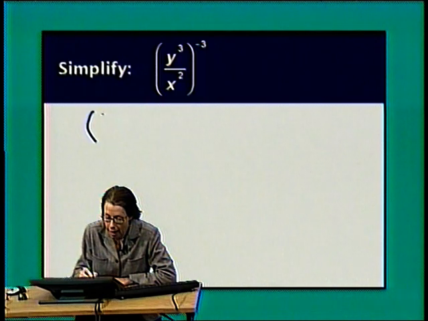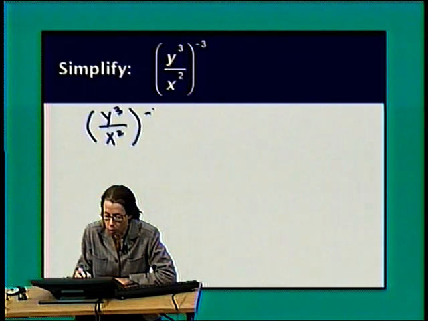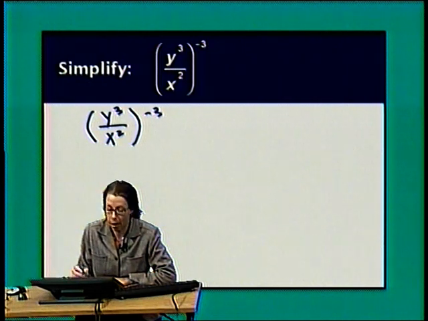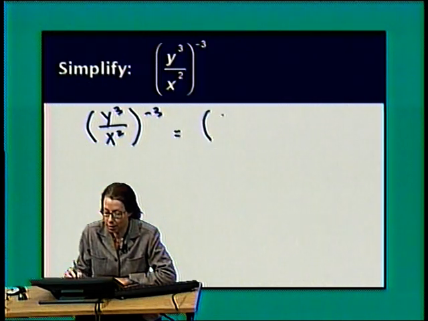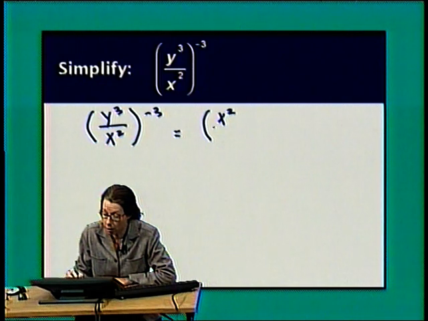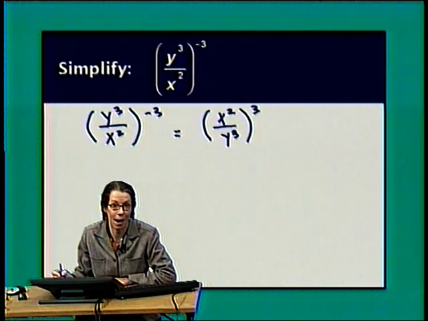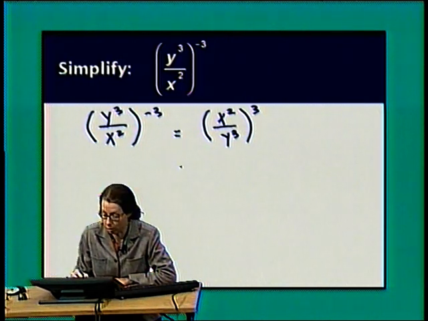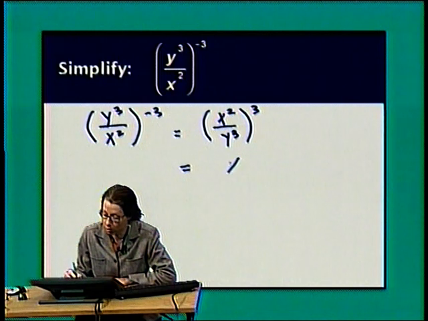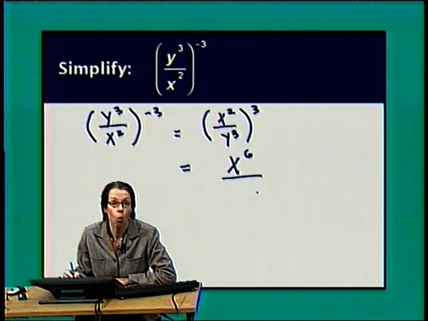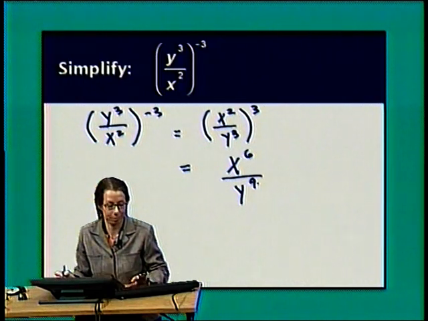So I have y to the third over x squared all raised to the negative 3 power. That's the same thing as the reciprocal of the base, x squared over y cubed raised to the positive 3 power. Now I can distribute the exponent of 3 over the quotient. X squared cubed is x to the 6th. Y cubed cubed is y to the 9th.